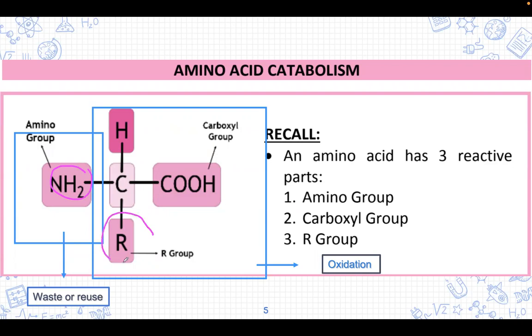Next, si R group. Nandito yung kanilang main difference, yung mga 20 amino acids natin. They are all the same doon sa ibang chemical structure. Nagkaiba-iba lang sila sa R group, R side chain. And then the carboxyl group, and then yung alpha carbon. An amino acid has three reactive parts: we have your amino group, the carboxyl group, and then the R group. Huwag na natin pansinin si alpha carbon dyan.